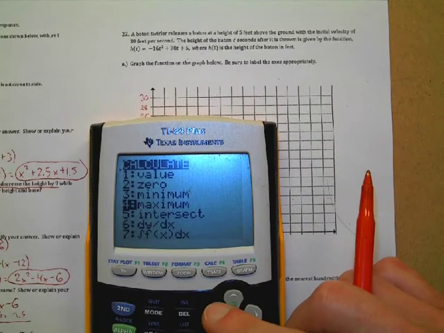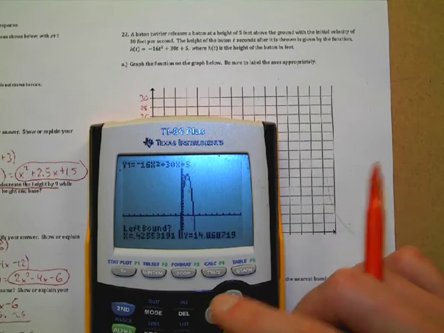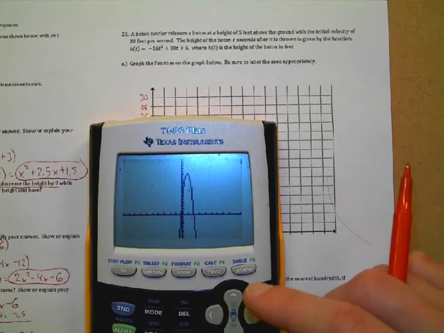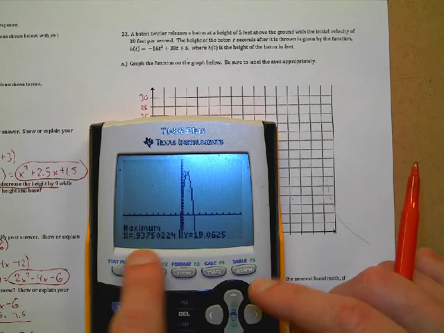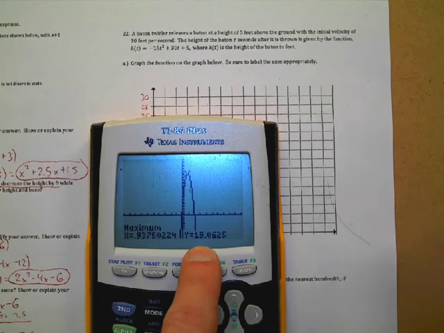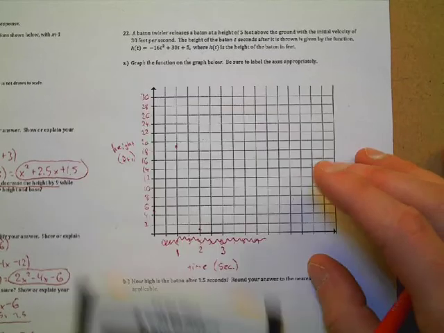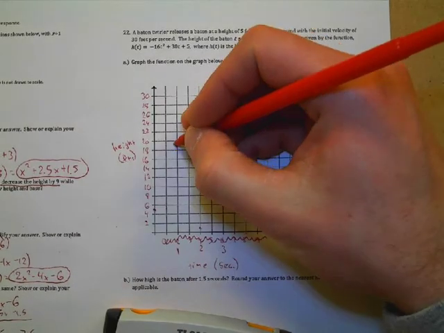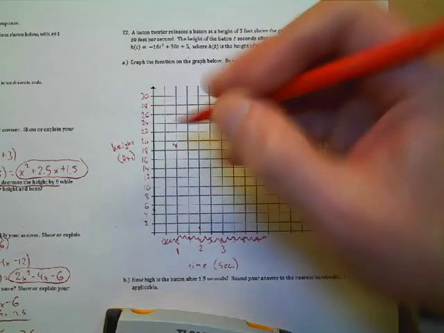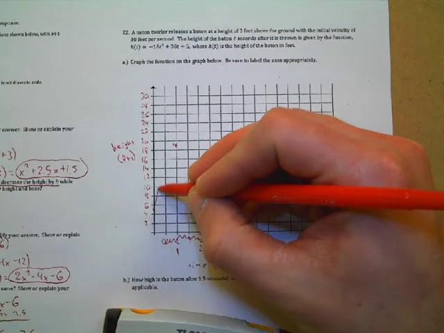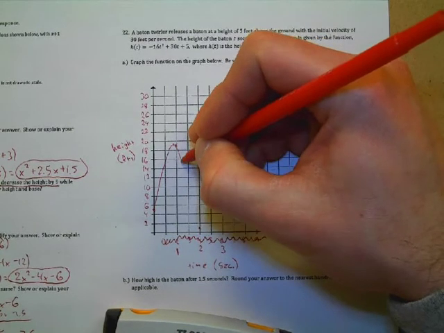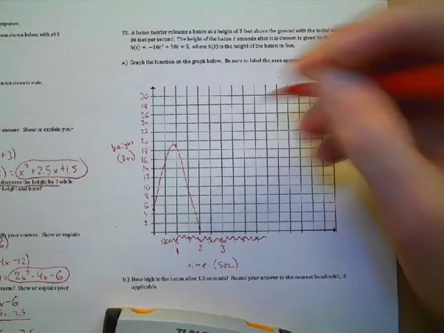I want to make sure that that is where I have it on my calculator. So I'm going to have to go to the maximum command, left, hit enter, go to the right, hit enter, go to the top, hit enter. And you can see here that the max is not quite at 1. It's 0.937, and it's like 19.0625. So our max is a little bit closer, but that's hard to graph, so I'll just do my best to estimate there. So anyway, now I can connect the dots. Kind of peak right there, and then come back down like that. Okay.